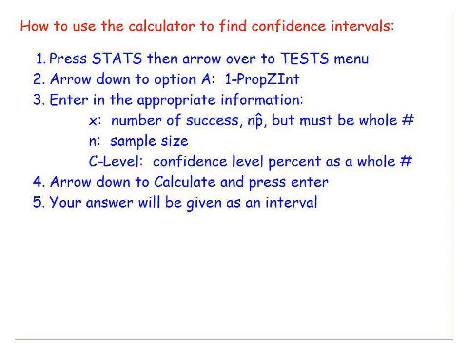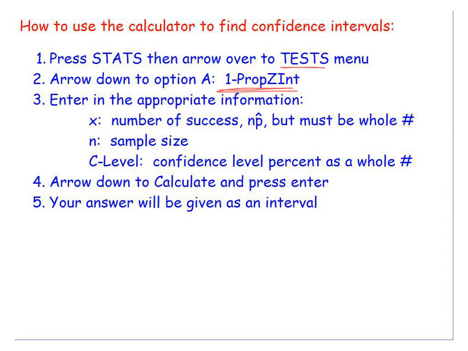So to use the calculator, if you have your own graphing calculator, you might want to pull it out now. Otherwise, this is something you can practice in class. You press the stats button, and then if you arrow twice, you're going to arrow over to the tests menu. You're going to arrow down. Now my calculator showed it as option A. I hope yours does as well, but you're looking for this right here. 1 proportion Z interval. When you press enter, it's going to prompt you for some information.